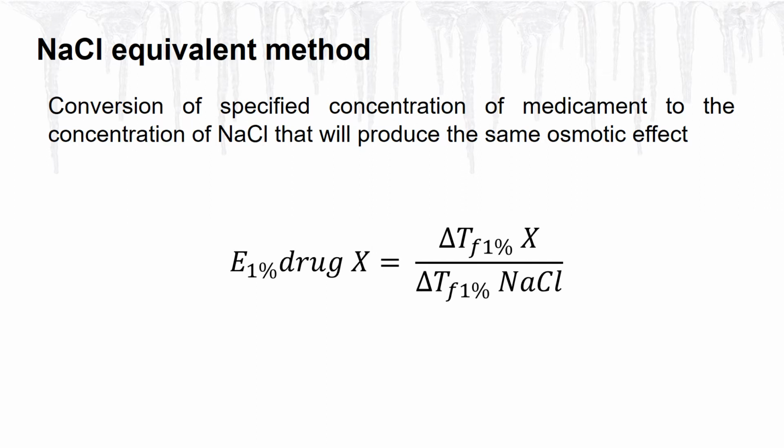The sodium chloride equivalent method uses a comparison of the freezing point depression value of 1% of a substance and 1% of sodium chloride. So basically, the E 1% here refers to the ratio of the freezing point depressed by 1% of the drug S or substance S as compared with 1% of sodium chloride. In simple words, it means how much it can depress the freezing point as compared to sodium chloride.